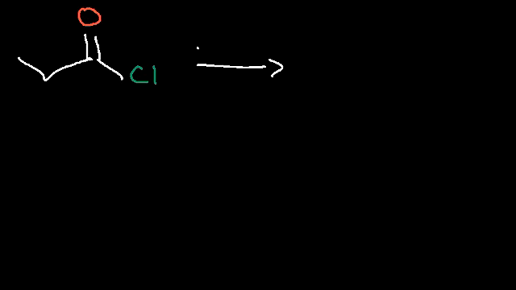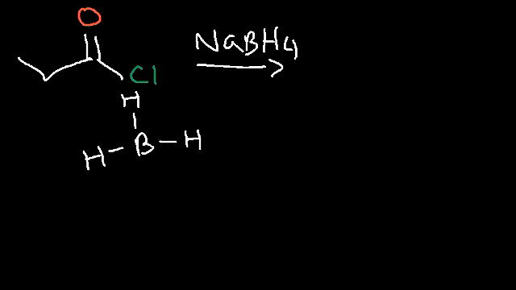Now, what if we have an acid chloride? And let's react it with sodium borohydride. What will be the major product of this reaction? So go ahead and try that one. So this is going to work the same way. The BH4 ion is going to react with the carbonyl group. Now, acid chlorides are much more reactive than esters because chlorine is a better leaving group than the OCH3 methoxide group.